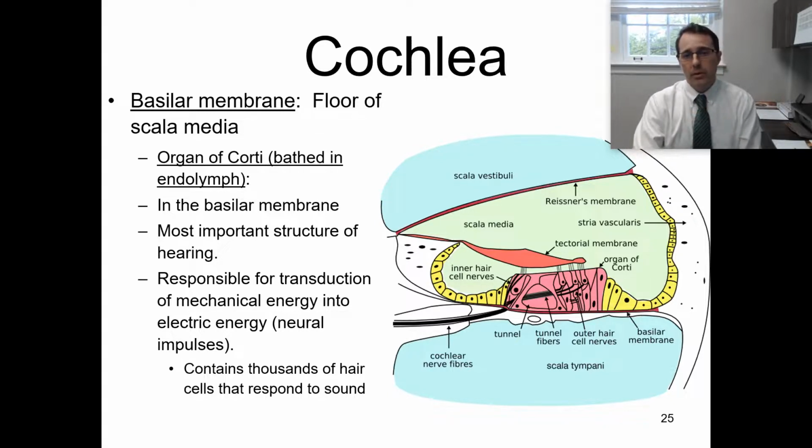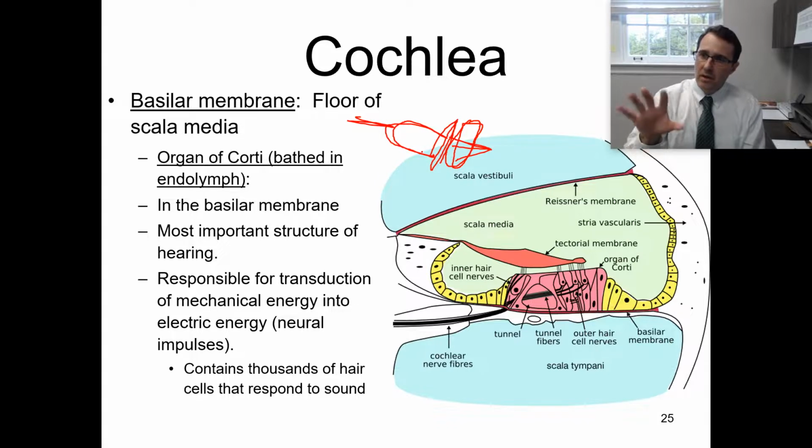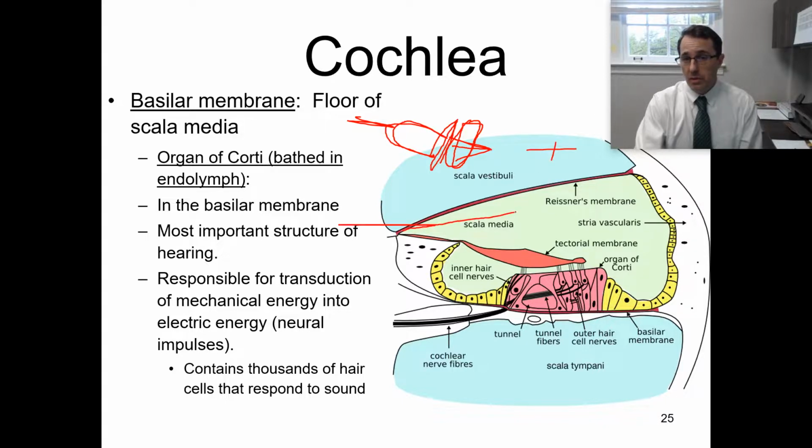Okay, now let me walk you through the process at the cochlea one more time with this image. I'm going to draw my stapes. So stapes pushes in on the chamber of the scala vestibuli. So that creates positive pressure, which is going to push down on Reisner's membrane, which is going to create a positive pressure within the scala media, which is going to push down on the basilar membrane, and the organ of Corti is in the basilar membrane.